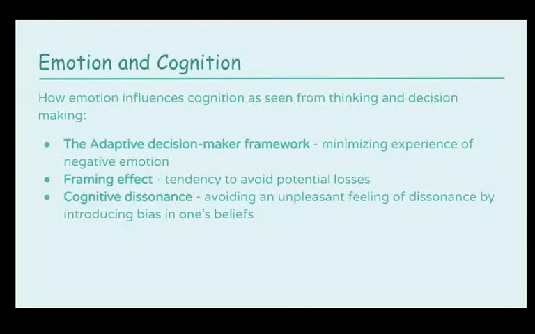So another one would be a bias. An example of it would be the framing effect. What happens in the framing effect, as we can see, is that people tend to try to avoid potential losses. And potential losses may be associated with negative emotion. And this is how our cognition makes biases to avoid influencing our emotion in a negative way.